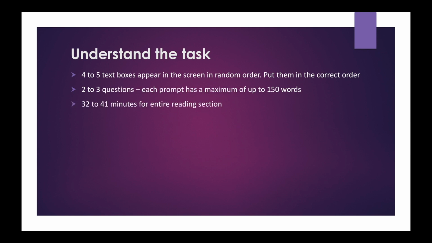32 to 41 minutes for the entire reading section. There is no specific time for each question. Therefore, you should not spend more than 2 minutes for each question. But sometimes drop down filling the blanks and reorder paragraph will take more time. For reorder paragraph, we need more practice because we should spend only a maximum of 2 to 2.5 minutes for each question. This is the ideal time you can spend for each question.